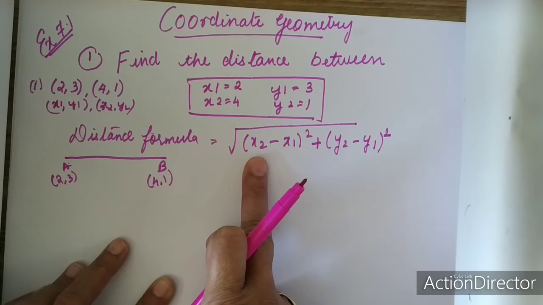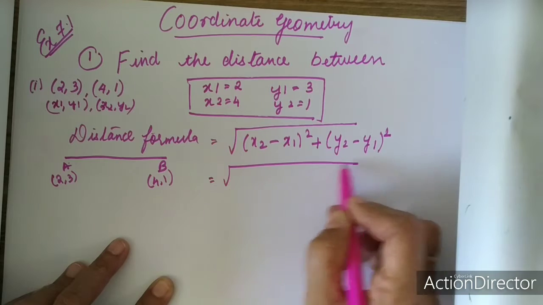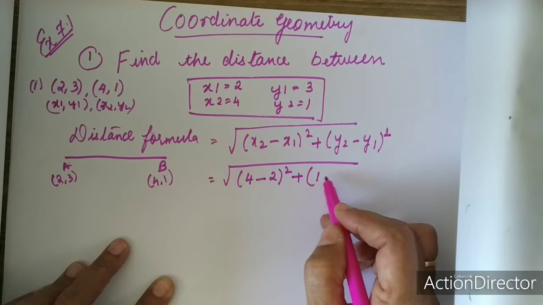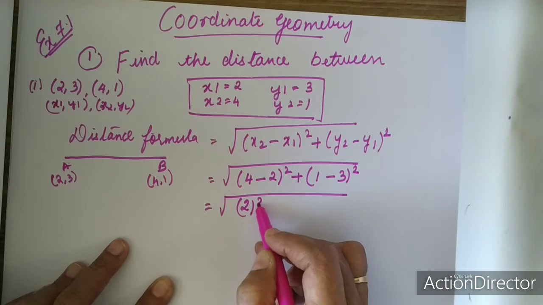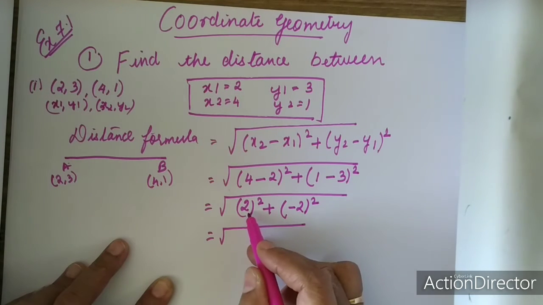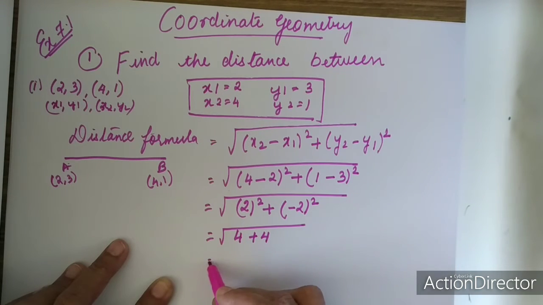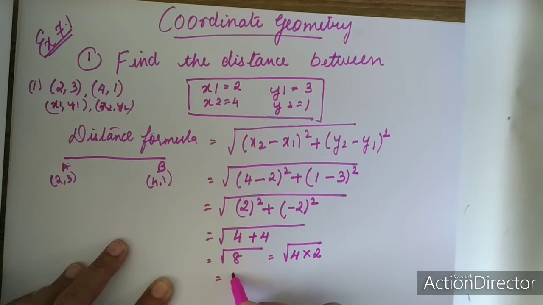So let us put the values over now. What is x2? x2 is 4. So this is equal to under root of 4 minus 2 whole square plus 1 minus 3 whole square. This is equal to under root of 4 minus 2 is 2, so 2 whole square, and 1 minus 3 is minus 2 whole square. This is equal to under root of 2 square is 4 and again minus 2 square is also 4. This is equal to 8, and this 8 can be written as 4 into 2, which is equal to square root of 4 is 2. So I can write the answer as 2 root 2 units.